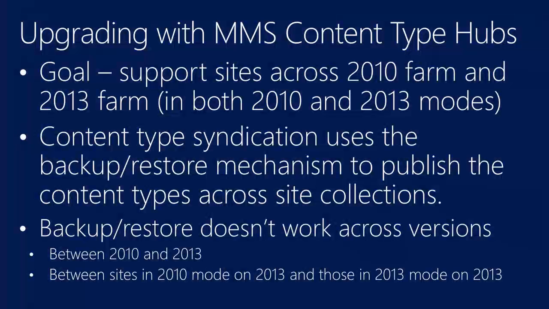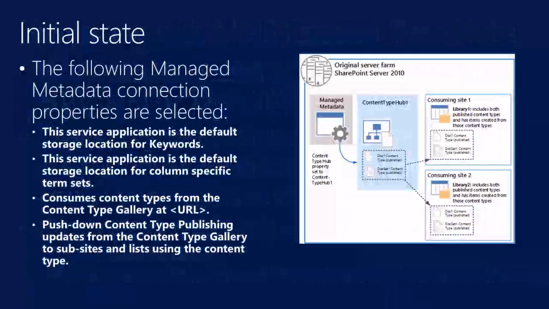Backup and Restore does not work cross versions. So I can't syndicate. I can share managed metadata, actually, from 2013. I can share the term definitions back to 2010, but I can't share the content types. So I need to be able to take what I have today, copy it, and upgrade it to 2013 so I support all the modes I need in every place.